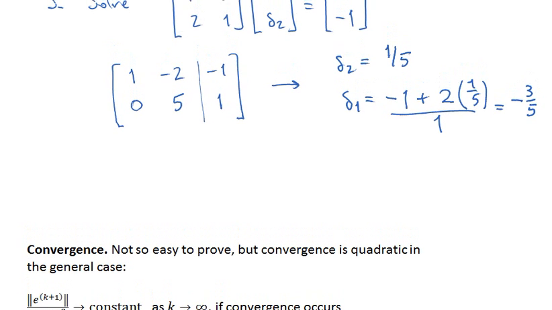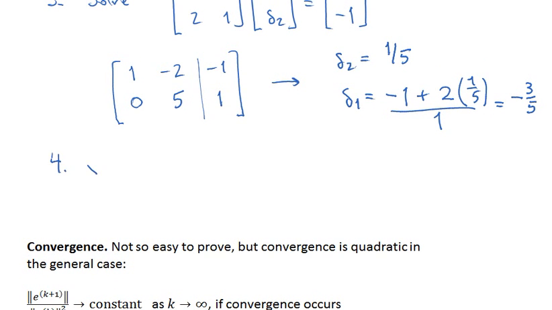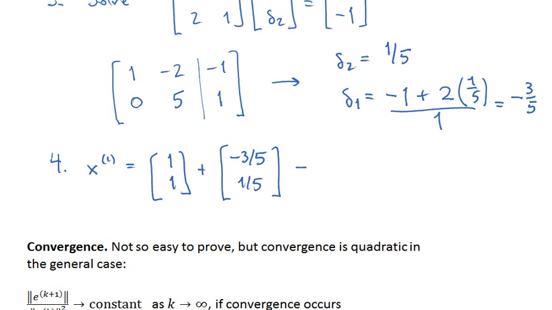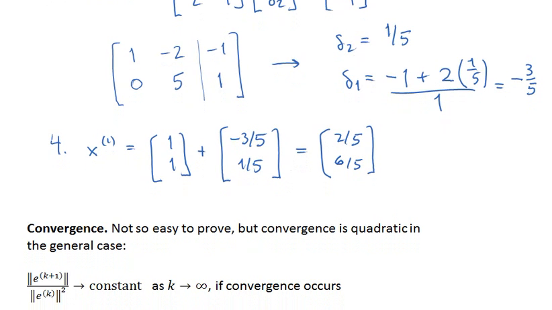Okay, and then finally step 4, x1 is x0 plus delta. Whoops, that should be 6/5. And there we are. Okay.